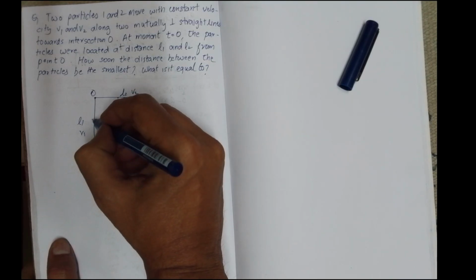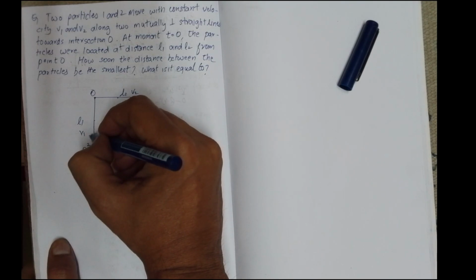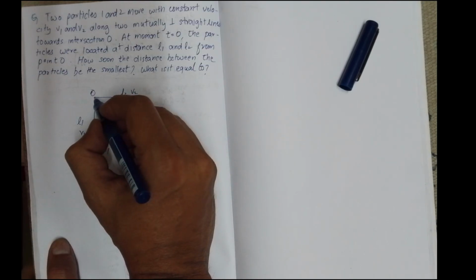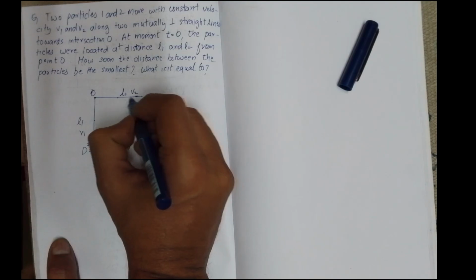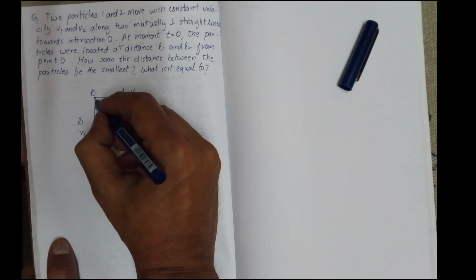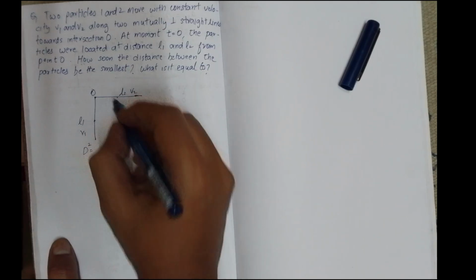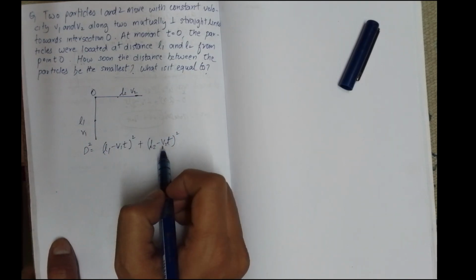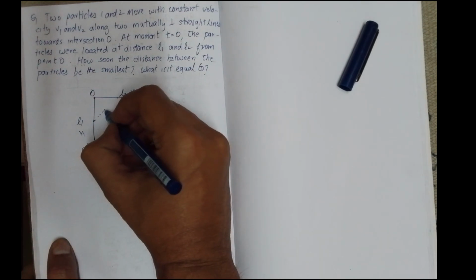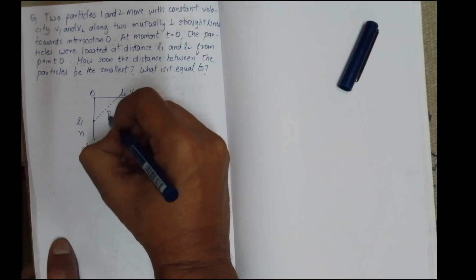It's obvious that in time t this would have traveled a distance v1t, this would have traveled a distance v2t. So this initial length is L2, this is v2t, so this is L2 minus v2t. Similarly, this will be L1 minus v1t. So (L1 minus v1t) whole square plus (L2 minus v2t) whole square is equal to d square, where d is the distance between the particles.